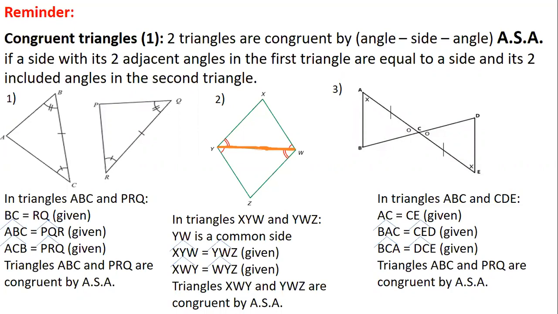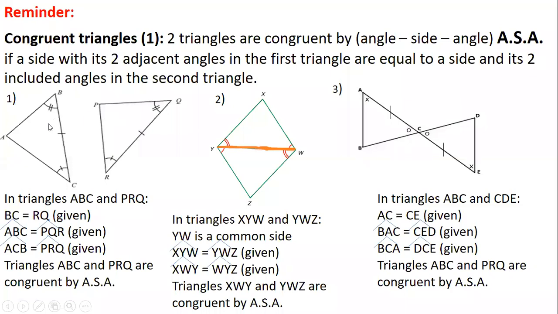So what did we say in congruent triangles 1? We will have two congruent triangles by ASA, or angle side angle, if a side in the first triangle with its two adjacent angles are equal to a side with its two adjacent angles in the second triangle, then they will be congruent by ASA. And now we'll be taking 3 different examples. Please look at example 1. These are the triangles given in example 1.